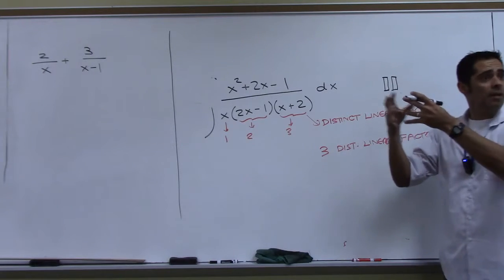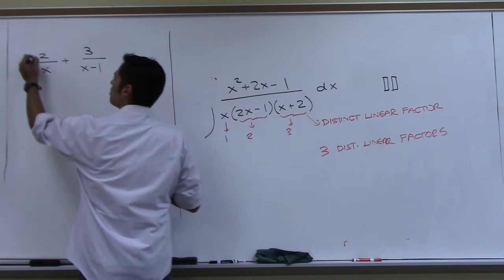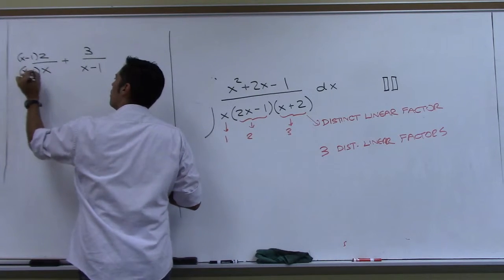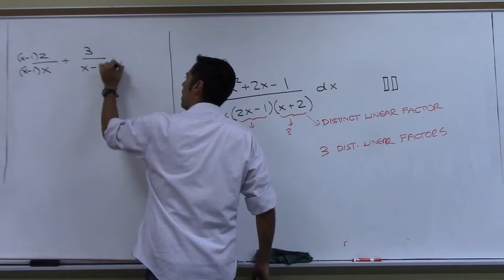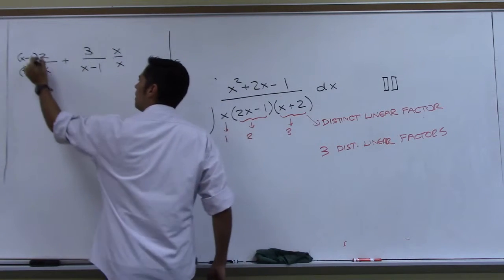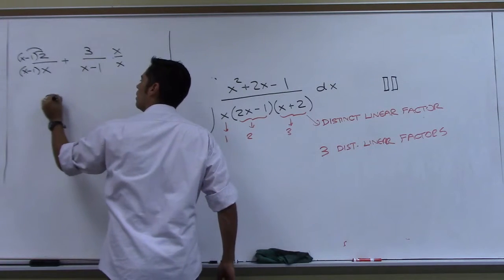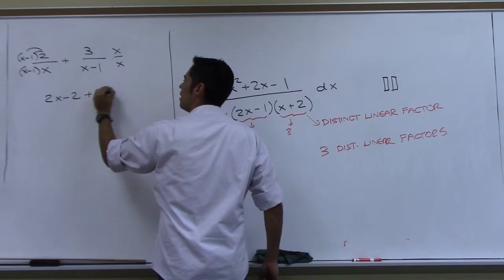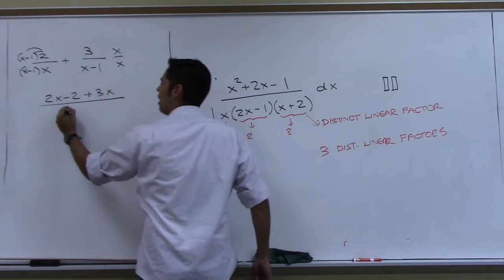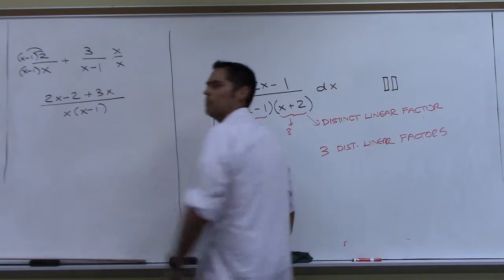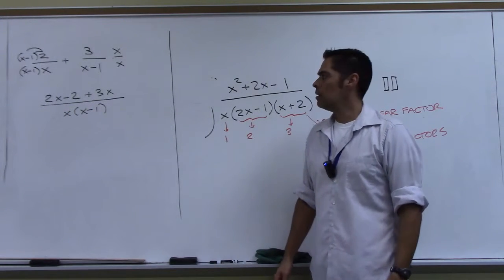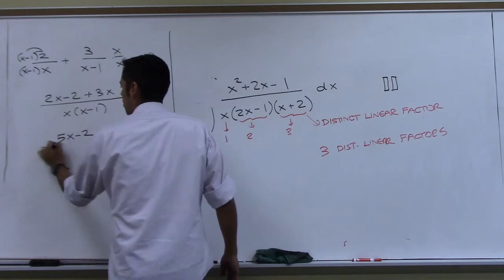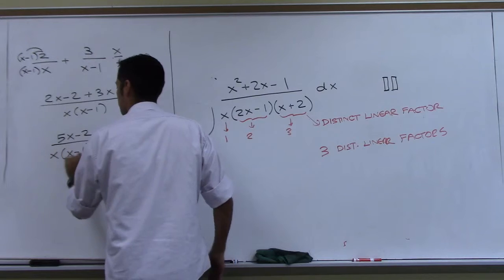Get a common denominator, right? So you'd multiply this one on the top and bottom by what? X minus 1. You'd multiply this one over here by what? X. And so you would get something like what? 2x minus 2. That's up there, right? Over here you get plus 3x. And you put the two denominators together and you get this, right? And so it would be, what, 5x minus 2 over x times x minus 1?